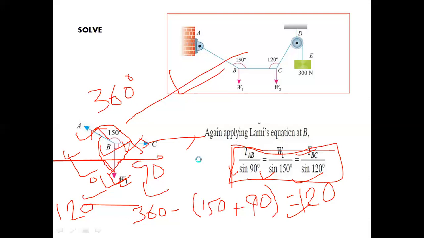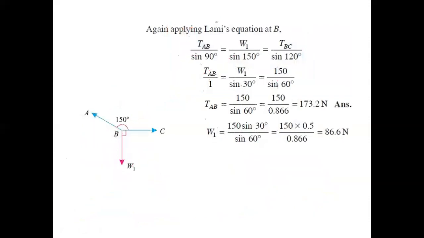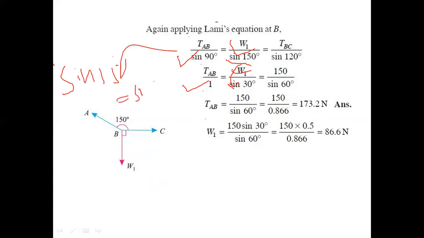So we can take this one and this one, and simplify further. So TAB over sin 90, and sin 90 is equal to 1. Then W1 over sin 150, which is equal to sin 30, because according to mathematics sin 150 is equal to sin 30. We can check whether it is correct. So sin 150 is equal to sin 30. Then TBC is equal to 150.